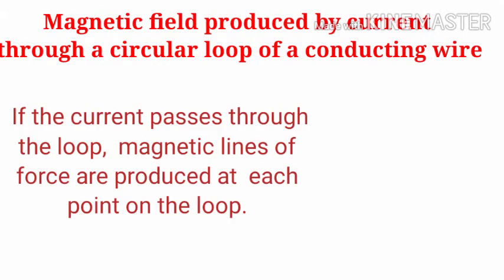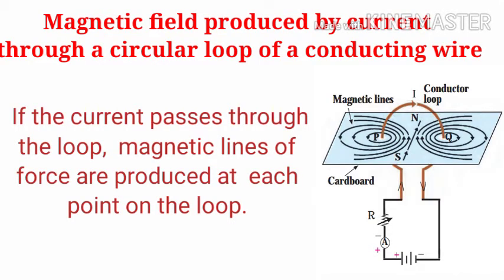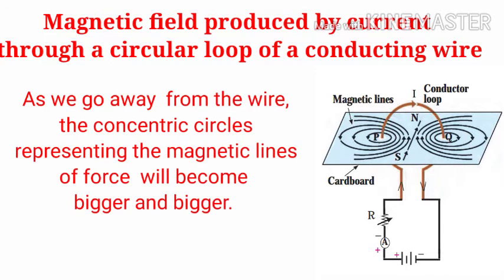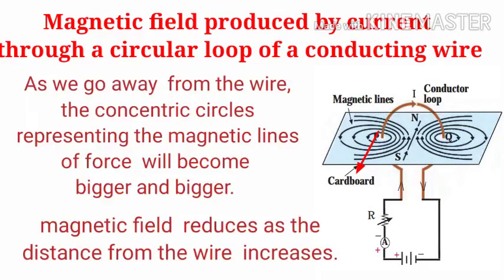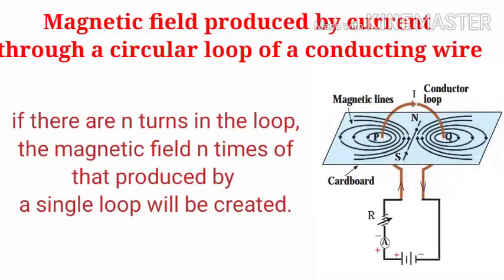Magnetic field produced by current through a circular loop of a conducting wire. If the current passes through the loop, magnetic lines of force are produced at each point on the loop. As we go away from the wire, the concentric circles representing the magnetic lines of force become bigger and bigger, which means the magnetic field reduces as the distance from the wire increases. If there are n turns in the loop, a magnetic field n times that produced by a single loop will be created.